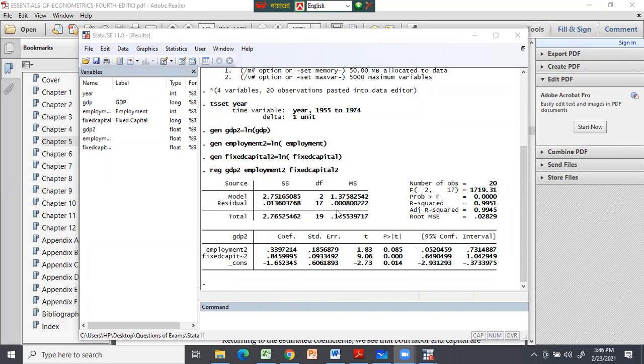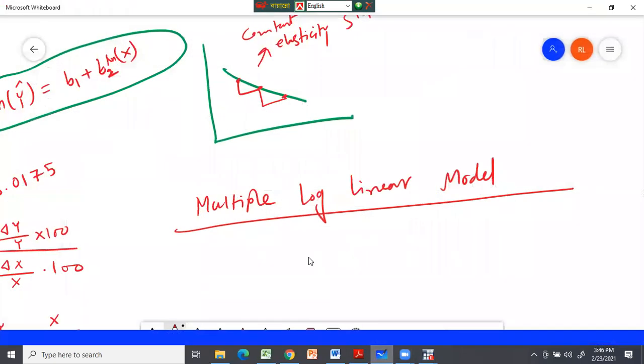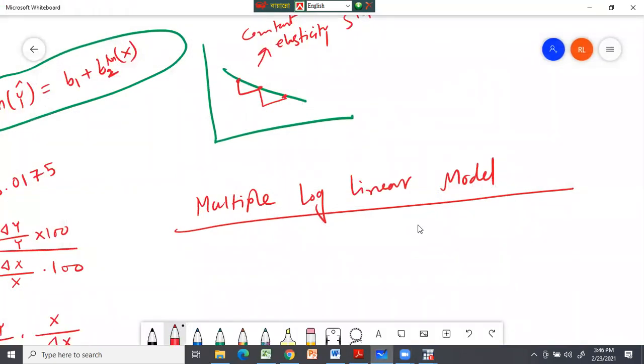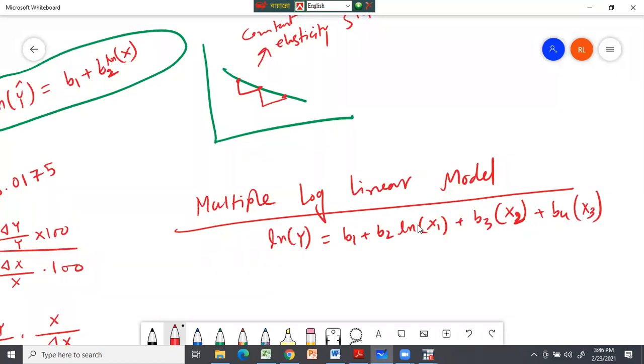For any multiple linear regression model, especially for the multiple log linear model here, in any multiple log linear model, if it is like this: ln Y equals b1 plus b2 ln x1 plus b3 ln x2 plus b4 ln x3, so if there are three explanatory variables, all of them in log form, and your dependent variable is also in log form, it is a multiple log linear model.